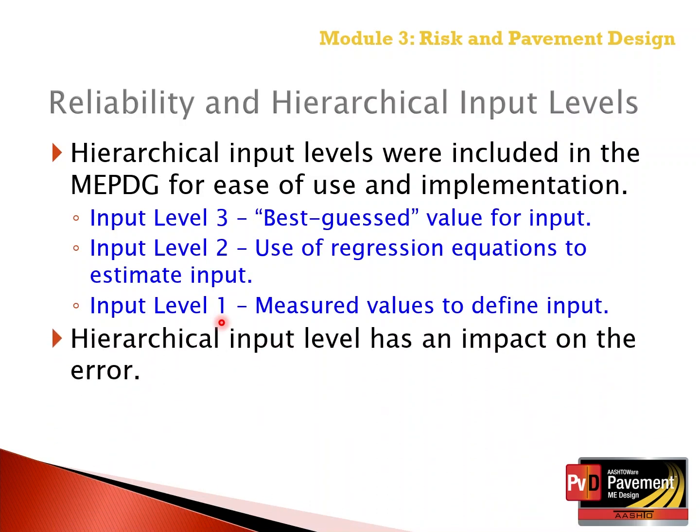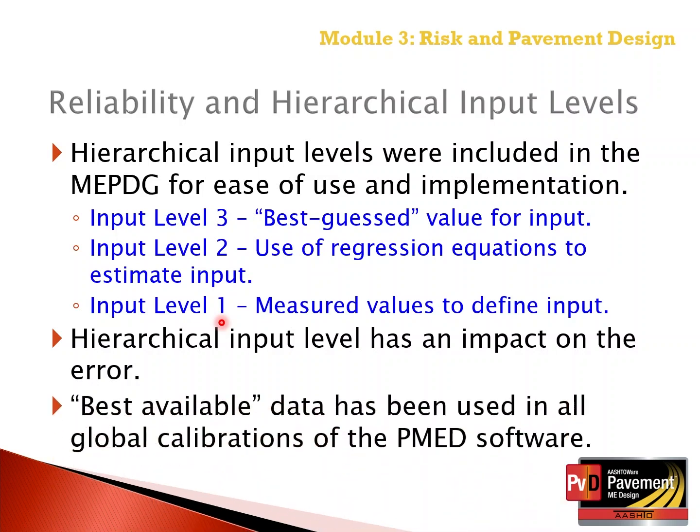So the hierarchy input level definitely has an impact on the error in most cases. Also, the best available data, it's important to remember, has been used basically in all global calibrations of the PMED software. What best available data means for calibration is whatever data was available going from input level 1 was first used. If input level 1 was not available, then input level 2 was used in the calibration. And if input level 2 was unavailable, then input level 3 was used. So best available data was used in all global calibrations.